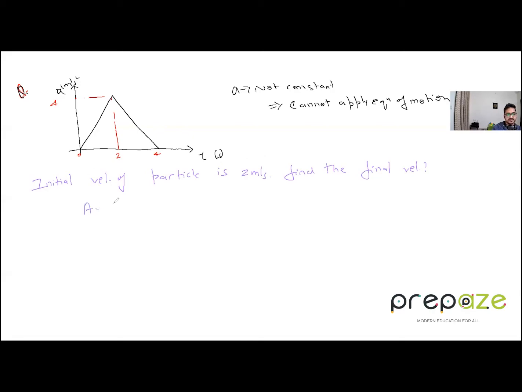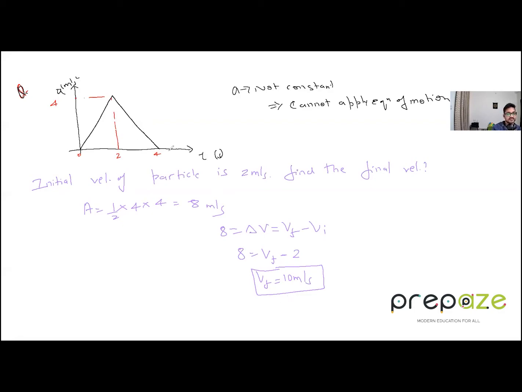So what is this area? The area is basically a triangle. Base is 4, height is 4, so it is 8 meter per second. Clear? That is basically the area, and area gives us change in velocity. So 8 equals delta V. Delta V is V final minus V initial. Now what is V final? V initial is 2, so V final becomes 10 meter per second. That is how we have to proceed for this.